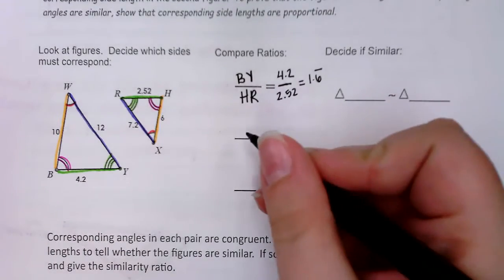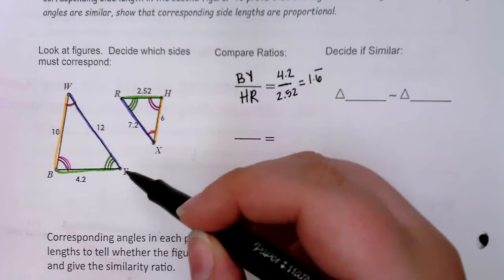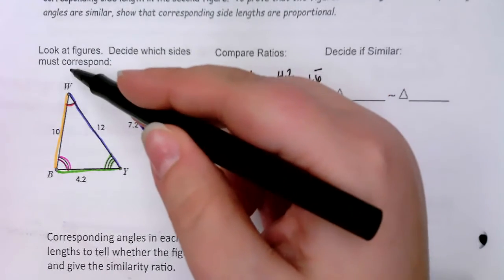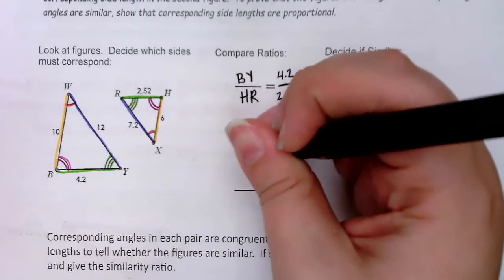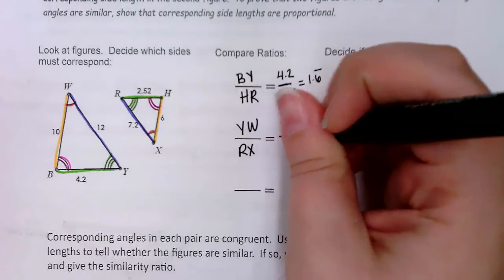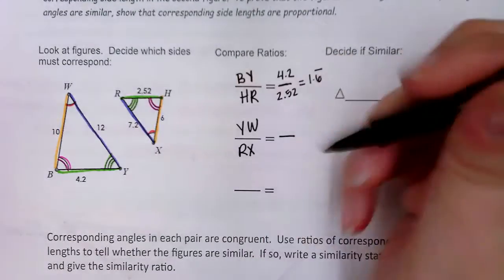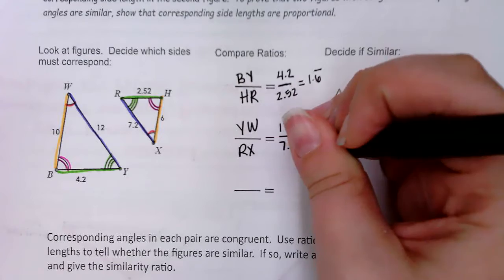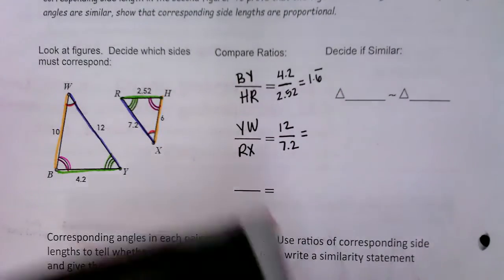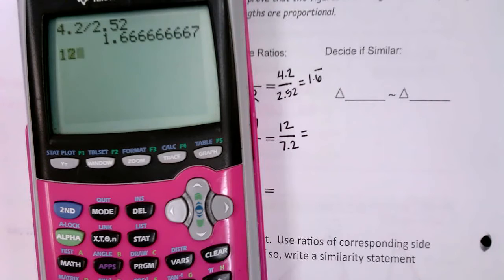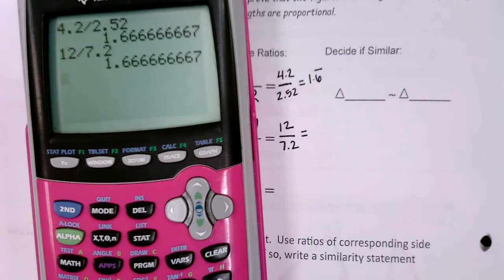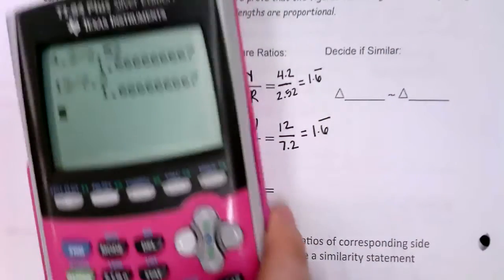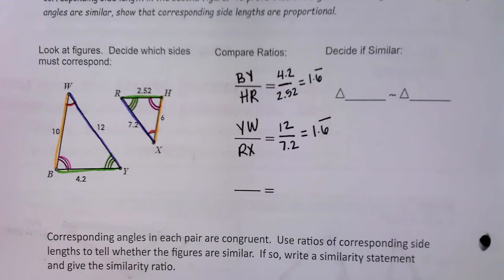All right, let's fill out the next ratio. So we started with BY. Now let's go YW. And we know that YW corresponds with RX. So now let's fill in the information we know. We know YW is 12, and we know RX is 7.2. So we're going to use our handy dandy calculator again. 12 divided by 7.2 is, oh, look, these two are the same. That's looking pretty good. Let's double check with this last side.